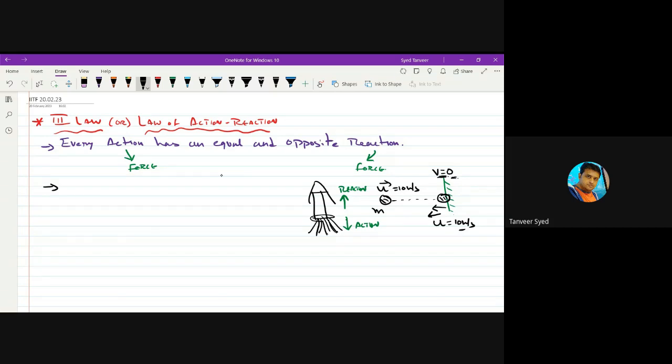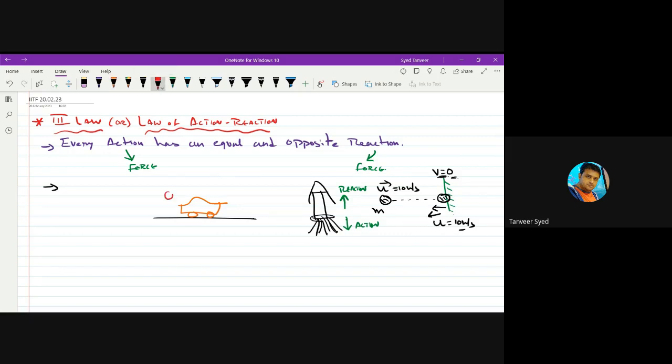Let us take an example. Suppose you are going in a car and your car has a breakdown. Let us say fuel is over, petrol is over. Then the driver, say your father, someone, your parent, asks you to get down and push the car.